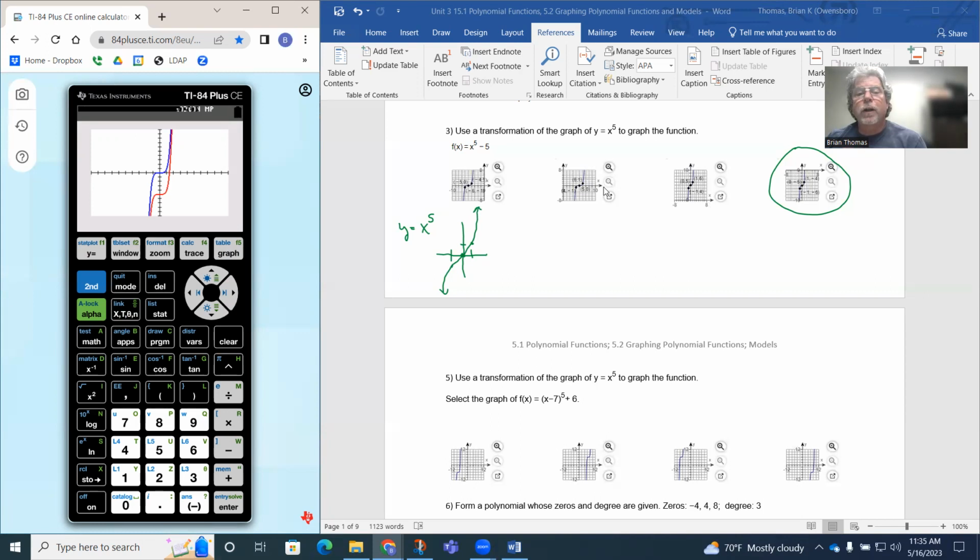So notice how on here you have to kind of pay attention to where the x and y axes are. They're kind of offset there. So you can also pay attention to the ordered pair. That 0, -5 kind of really picks up on what we're talking about there.